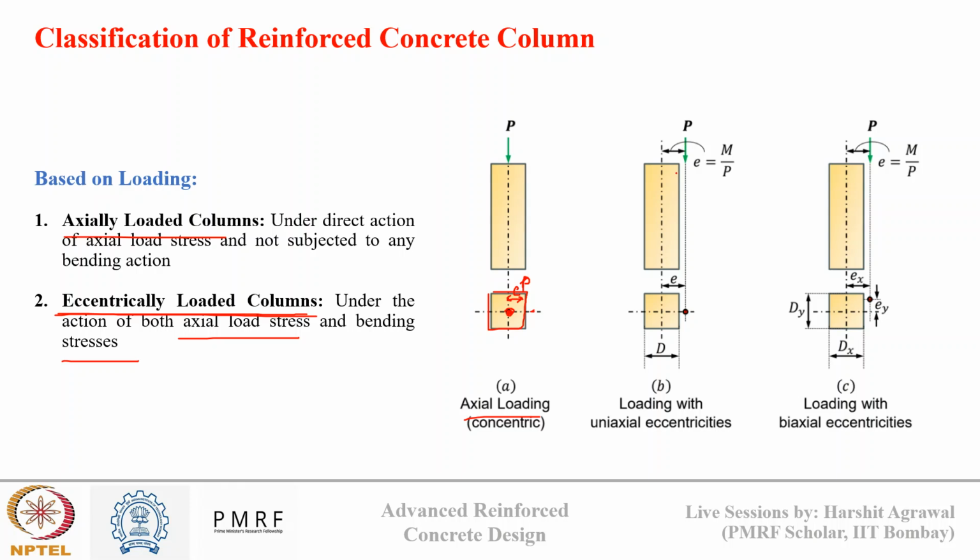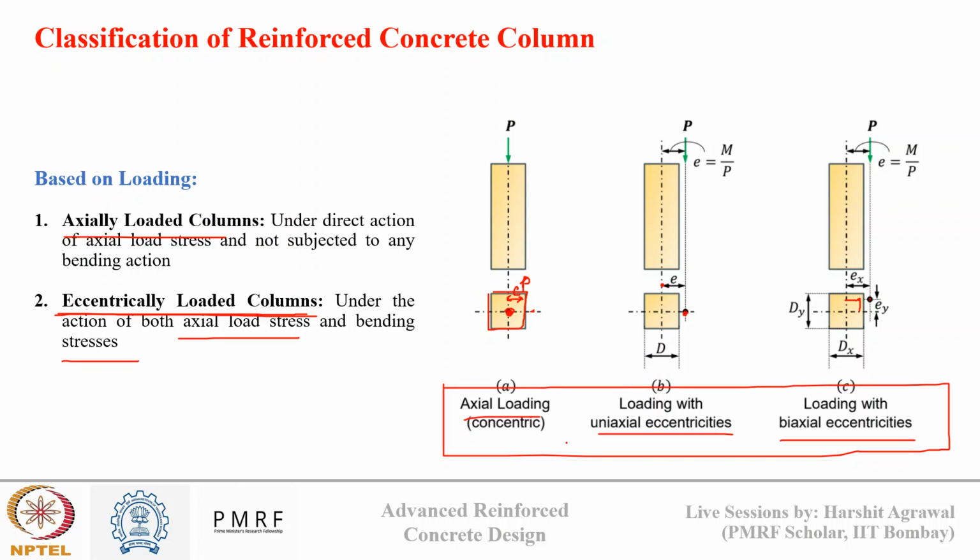There can be uniaxial eccentricity, if my load is acting along one of the axes, y axis or x axis, so there is moment along only one direction. And there can be biaxial eccentricity, if the load is acting at some arbitrary point which generates moment along both the axes. For all these three conditions, based on IS 456, we'll see how design is done. Today's focus will be on the axially loaded column design, and how we determine the effective length of the column.